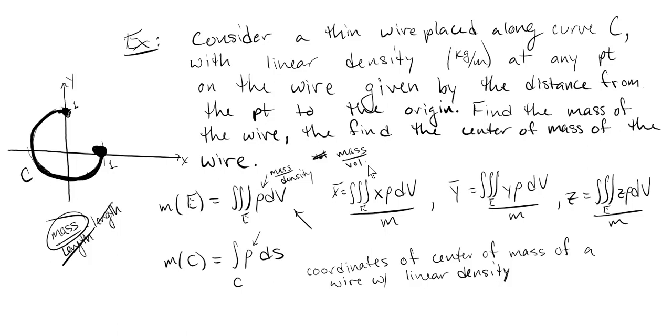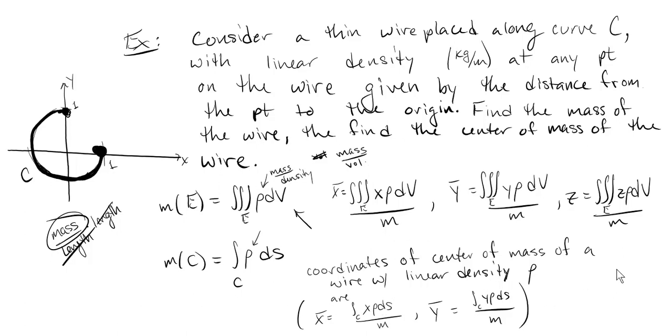So coordinates of the center of mass of a wire with linear density rho are, in 2D, x bar equals the line integral of x rho ds over the mass of the wire, and the y coordinate, which we call y bar, is the line integral of y rho ds over the mass of the wire. Now, if there's a z coordinate, you do the same thing for z bar, but here this is a 2D wire. It's located in the plane. So we're just going to have an x and y coordinate of the center of mass.